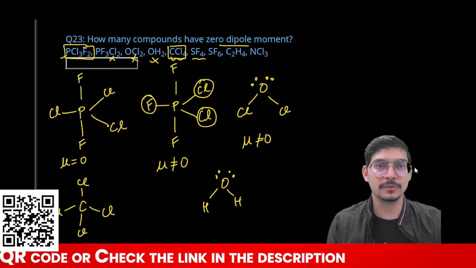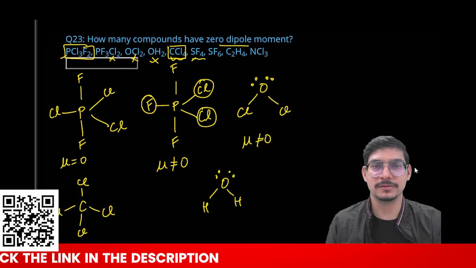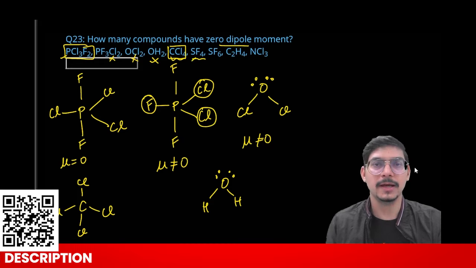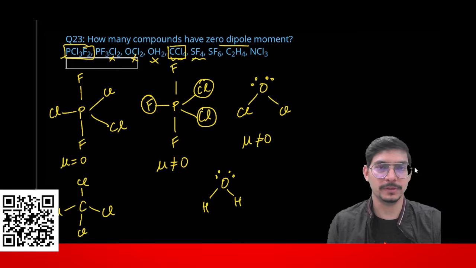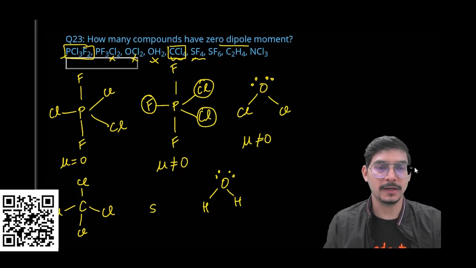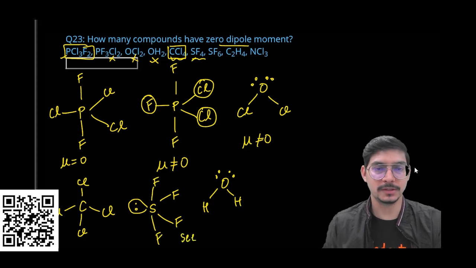Then coming to SF4, in SF4, out of 6 valence electrons on sulfur, 4 are distributed with fluorine and 2 electrons make up 1 lone pair. So the steric number is 5, and that lone pair occupies equatorial position in trigonal bipyramidal geometry. The 2 fluorine atoms occupy equatorial position, and the remaining 2 fluorine atoms occupy axial position. So SF4 molecule has seesaw structure. It's a distorted structure because of the presence of lone pair, and any distorted structure would have non-zero dipole moment. So this is also not a candidate.